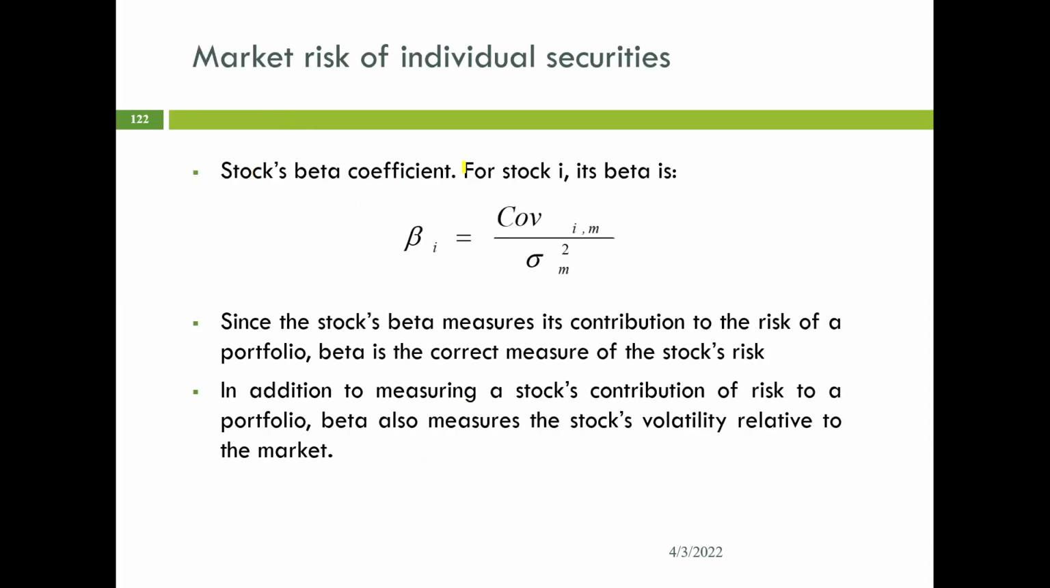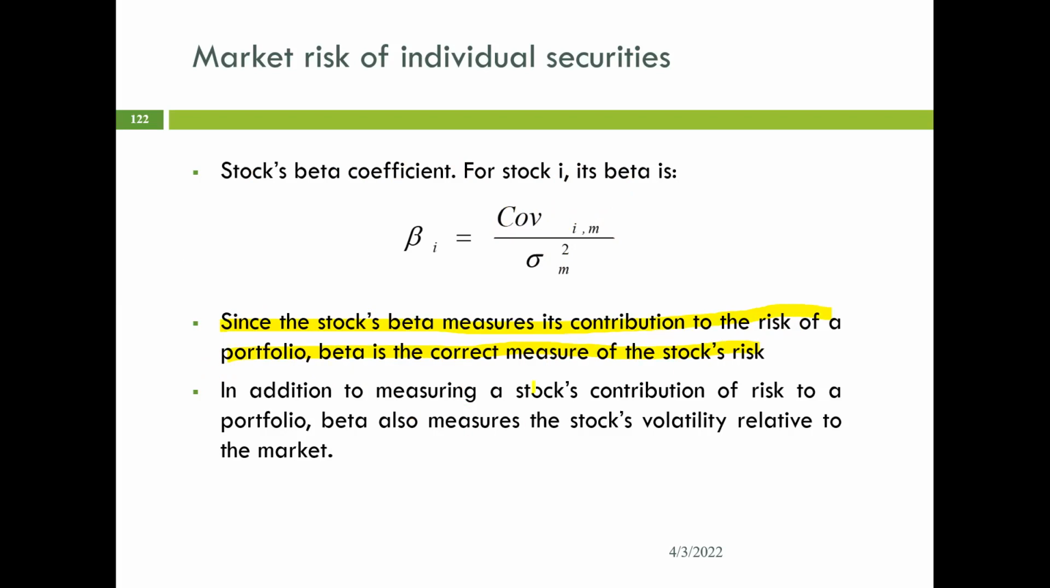Right. So the stock's beta coefficient for stock i, as I told you, you can calculate like this: covariance of stock i with the market divided by the variance of the market. Since the stock's beta measures its contribution to the risk of a portfolio, beta is the correct measure of the stock's risk. So now you can see how we calculate beta. Beta measures its contribution to the risk of the portfolio, either efficient or inefficient.